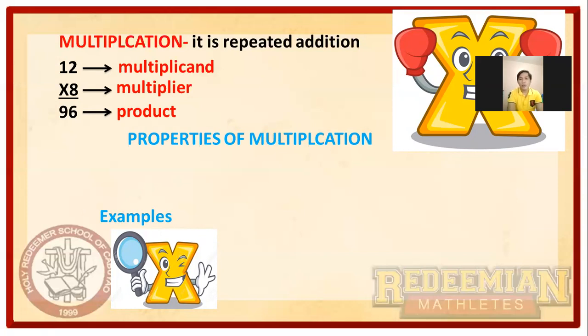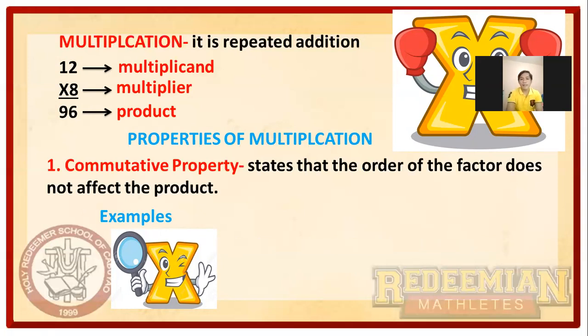So today I'm going to discuss the properties of multiplication. Number one, the commutative property of multiplication, or CPM, states that the order of the factors does not affect the product. So it means if you change the order of the factors, nothing changes in the product. It's also the same. Example, 3 times 6 equals 6 times 3 equals 18. So 3 times 6, then change the position, it becomes 6 times 3. So the answer becomes the same, 18.